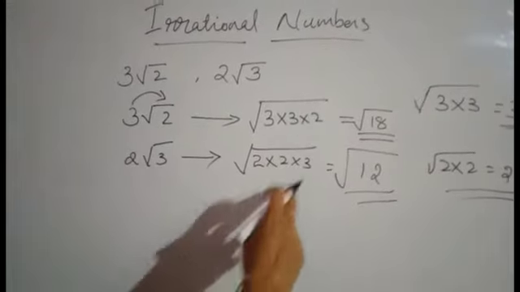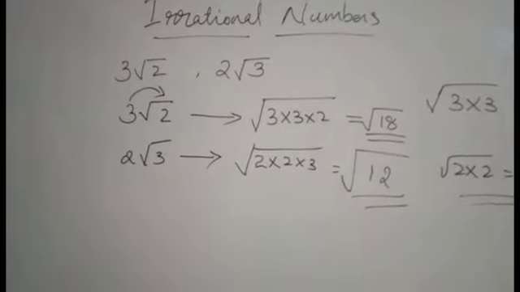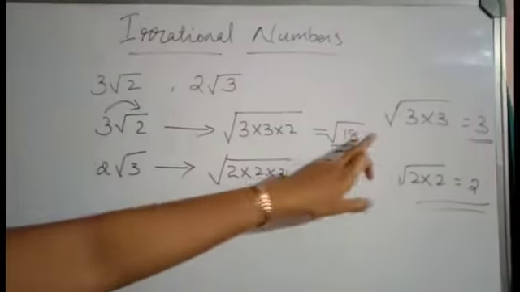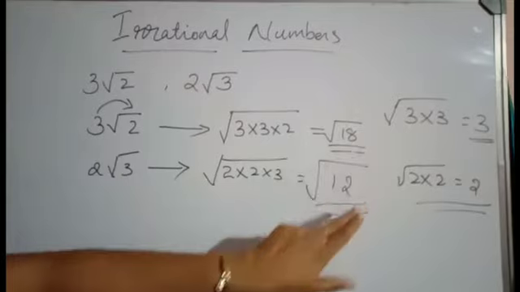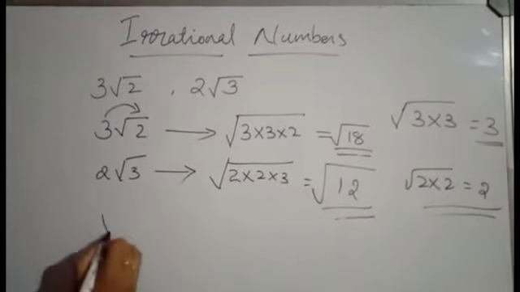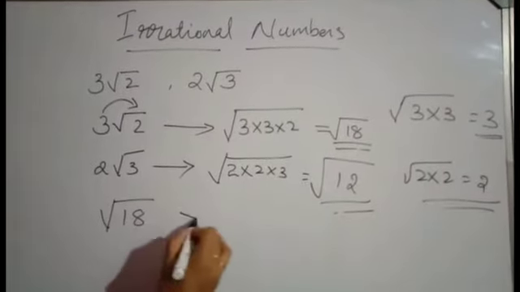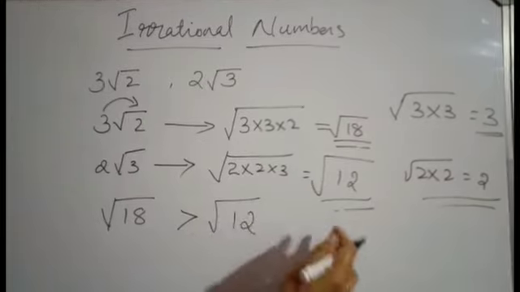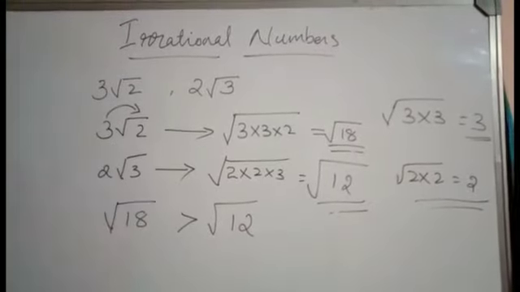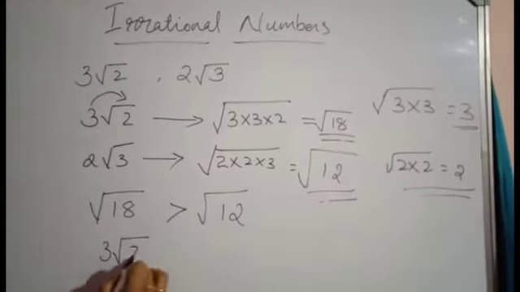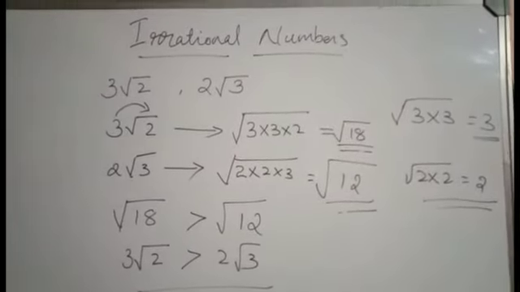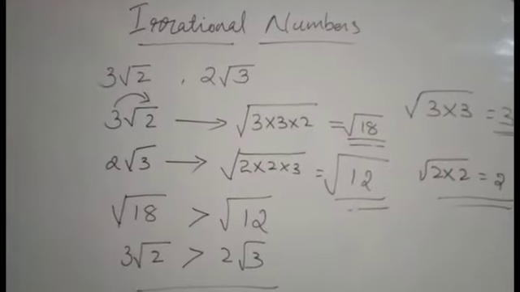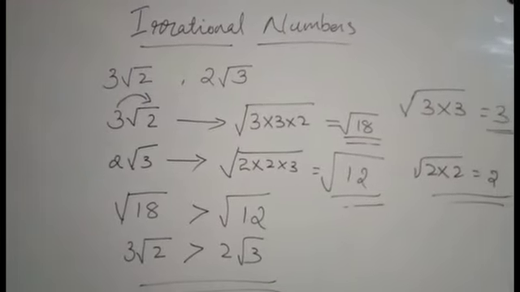Here both the numbers are in the square root. So the greater number is 18. Therefore we can say that square root of 18 is greater than square root of 12. What's square root of 18? That is 3 root 2. 3 root 2 is greater than 2 root 3. This is how we compare the irrational numbers, and we will find out which number is greater.